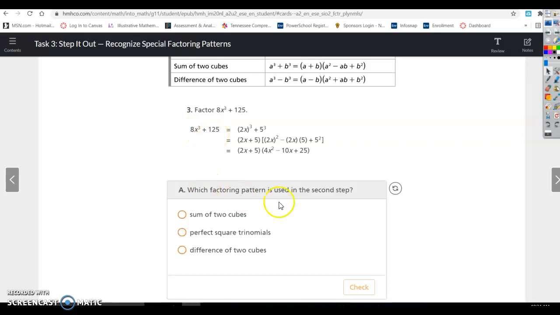All right, it says which factoring pattern is used. All right, sum of cubes, we just used that formula.